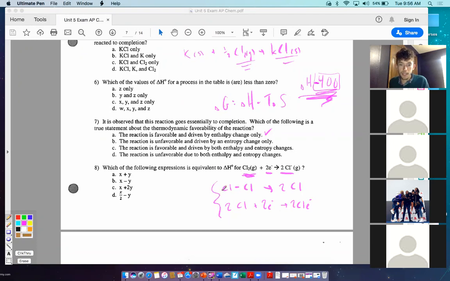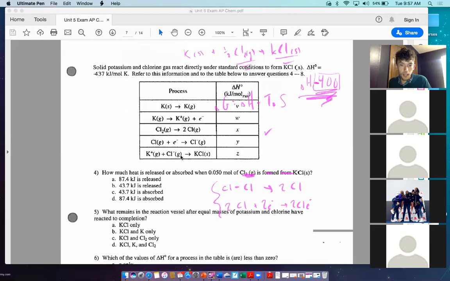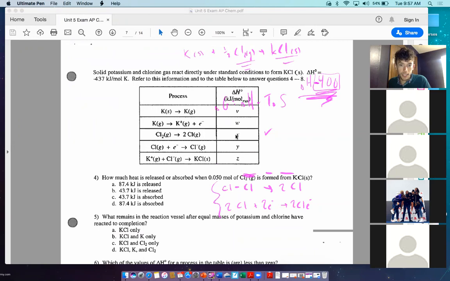I need to look back up at the table and see what 2 processes I can add together through Hess's law to get those 2 processes. So I go back up to the table, and I can see that process X is ripping apart my chlorine, and that's in the direction I want. And process Y is chlorine capturing an electron. But I need that to happen twice, because this is only for 1 chlorine atom and I need to ionize both of my chlorine atoms. So I believe the answer is going to be X plus 2Y.